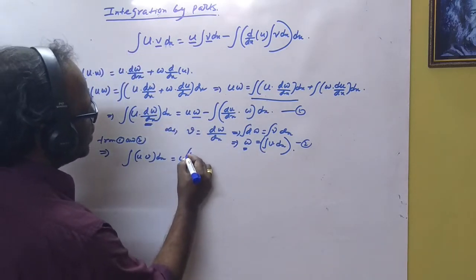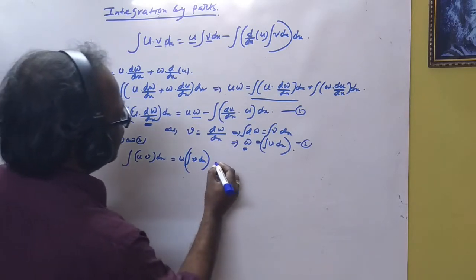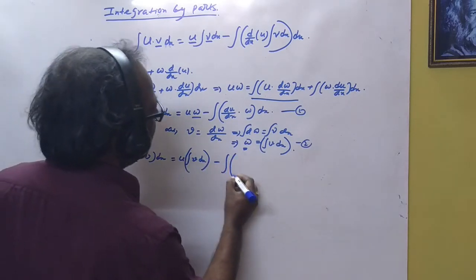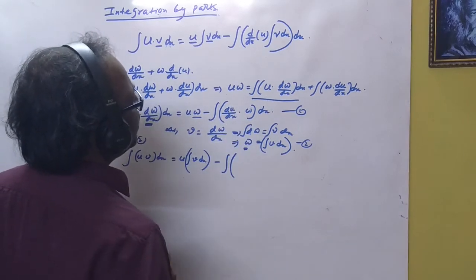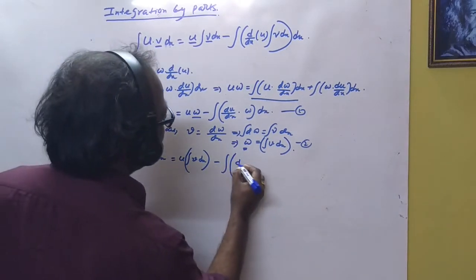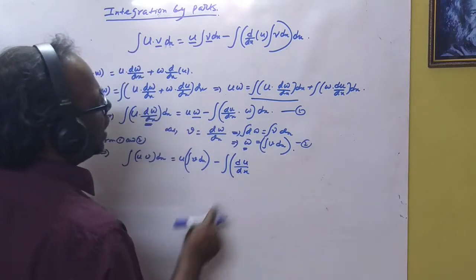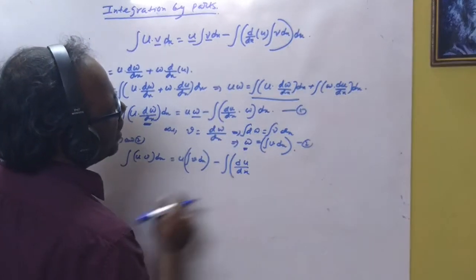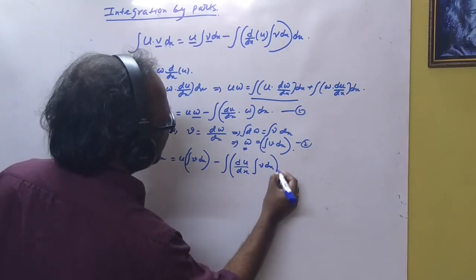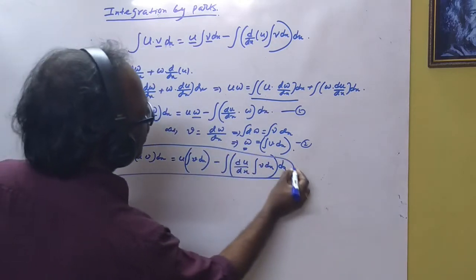Okay, this is w, this is the integral of v dx. Now minus the integral of du/dx, sorry, du/dx, which is the derivative of u, and this is w here. We substitute here w as the integral of v dx, and bracket close, and dx. So we get the formula for u into v.